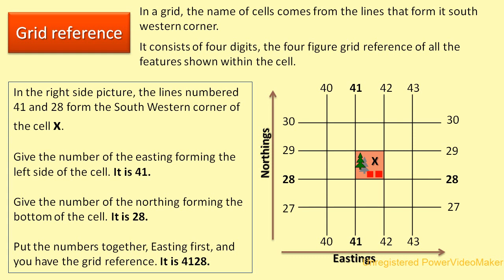Please keep it in mind, for giving a number or name to a cell, first we have to take the number of the Easting, then you have to put the number of the Northing. Together they form the name or number of a cell. With the help of the cell number, we can identify all the features in that particular place. Suppose you will find two buildings and one tree in that area, which is marked by the cell number or cell name, that is 4128.